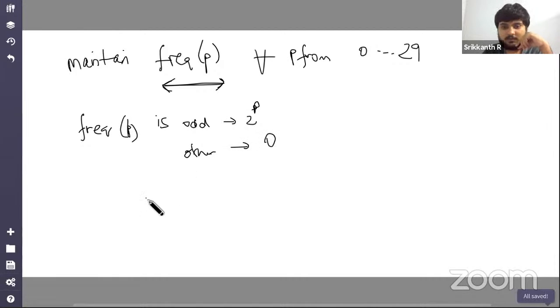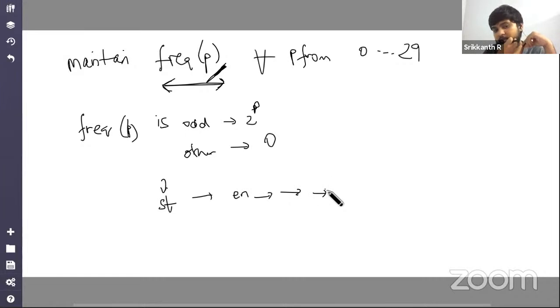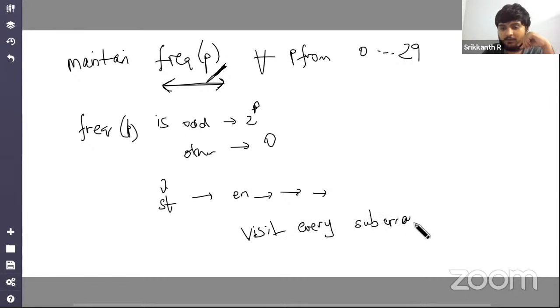So this is like a standard technique. We can iterate the subarrays by fixing the starting point and iterating over the ending point, and keep updating the frequency table as you move right. And you can visit every subarray and get the frequency quickly, or alternatively you can maintain a prefix sum of the frequency of each bit.